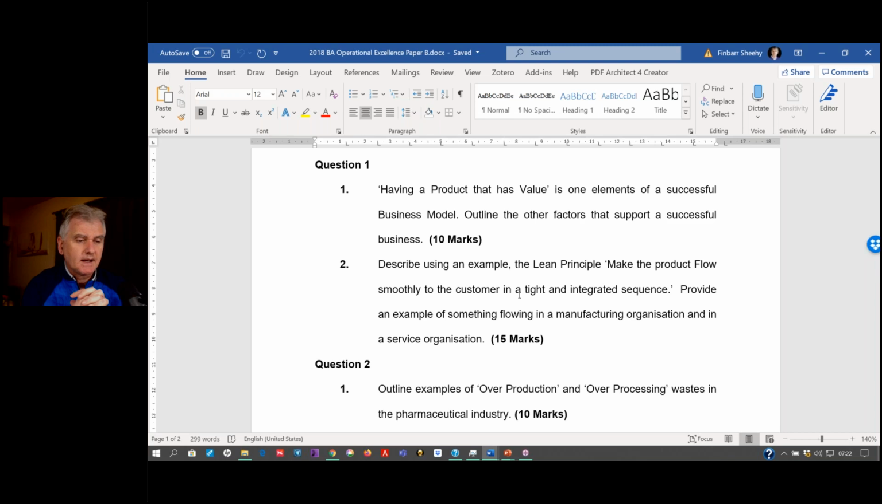Again, that's fairly open. If you talk about outline, discuss or describe, that's a little bit different than define. Define is just, define a waste, define a lean waste. Transport is a lean waste. But discuss, outline, provide an example, discuss using an example: in that case, we're looking for more detail. Describe using an example the lean principle, make the product flow smoothly to the customer. In that case, I'm telling you what the principle is, but I'm saying describe using an example. So what I'm looking for there is an example. Provide an example of something flowing in a manufacturing organization and in a service organization.